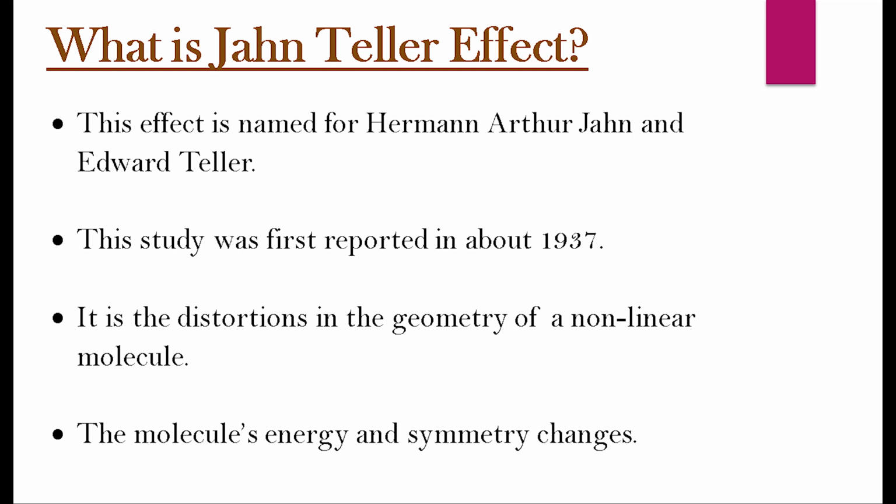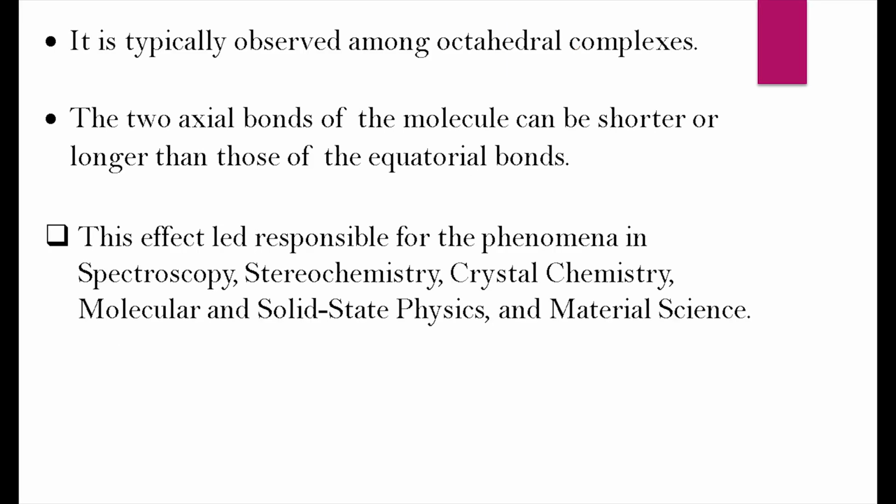This effect is named for Hermann Arthur Jahn and Edward Teller. This study was first reported in about 1937. It is the distortion in the geometry of a non-linear molecule. The molecule's energy and symmetry change. It is typically observed among octahedral complexes.